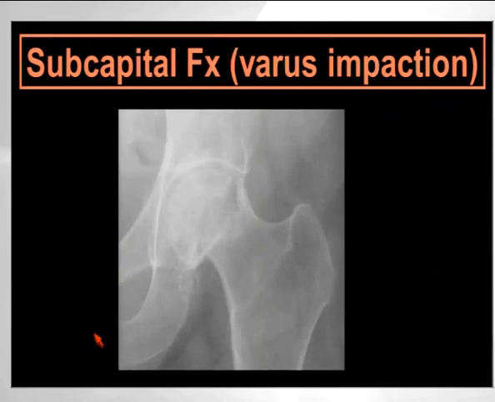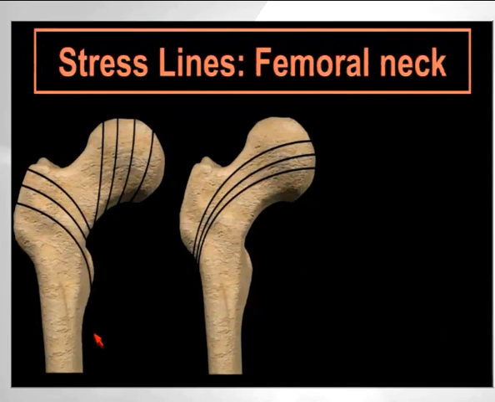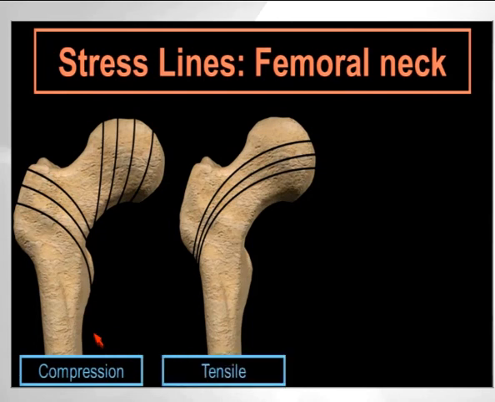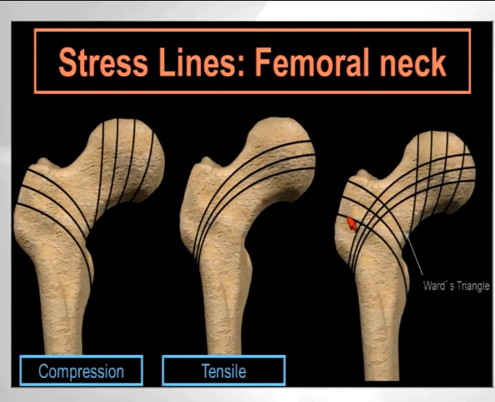Another one, this is more displaced, and there is a lucency laterally. So we were talking about the stress lines, and we have the trabecula. So compression trabecula, tensile trabecula. The compression trabecula are more vertical and in triangular configuration. The tensile trabecula are more arc-like. And then we have this Ward's triangle, which is where there is paucity of these trabecula, and that's why we see fractures here.